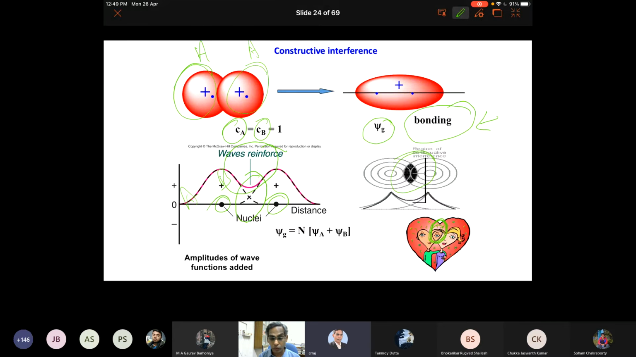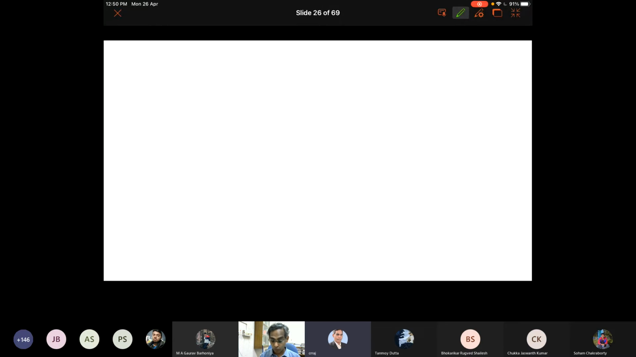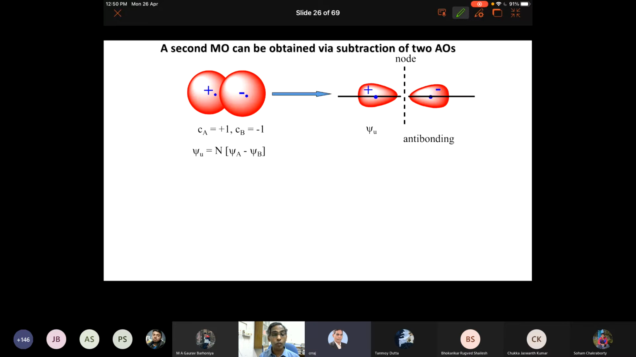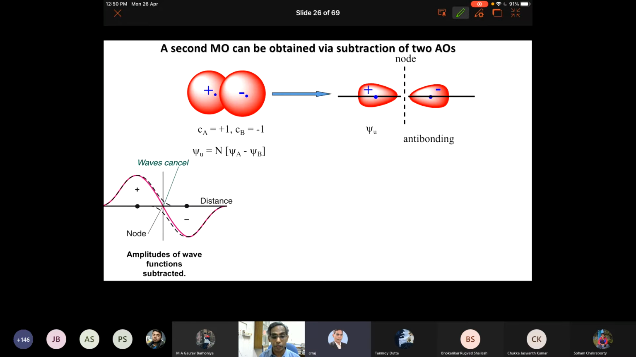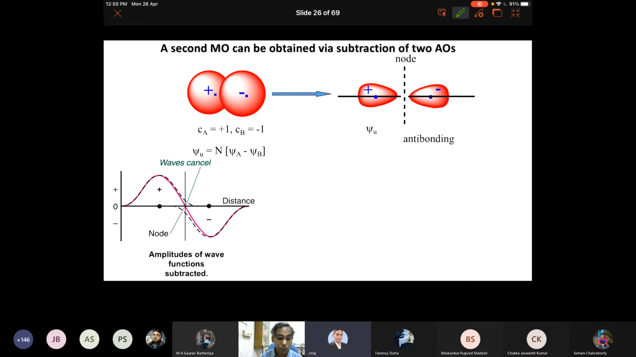So where we reinforce, the resultant is the bonding MO. Just the opposite, if the waves are not reinforcing, if the waves cancel each other, what happens? You have a nodal plane here. What we say is an anti-bonding orbital.